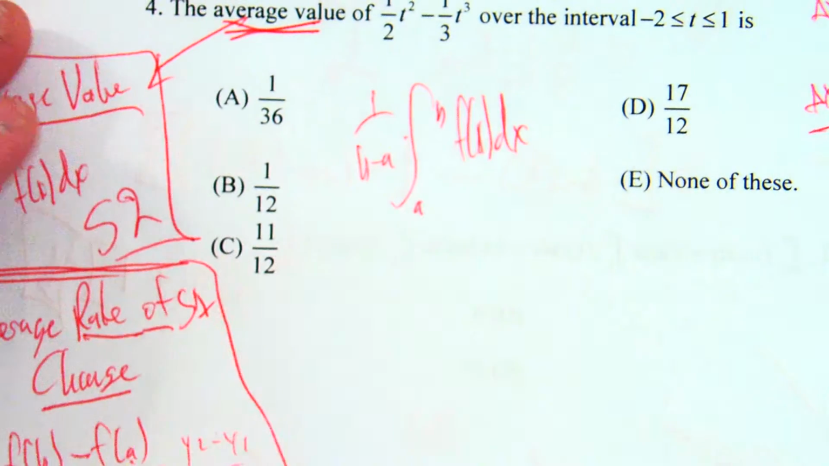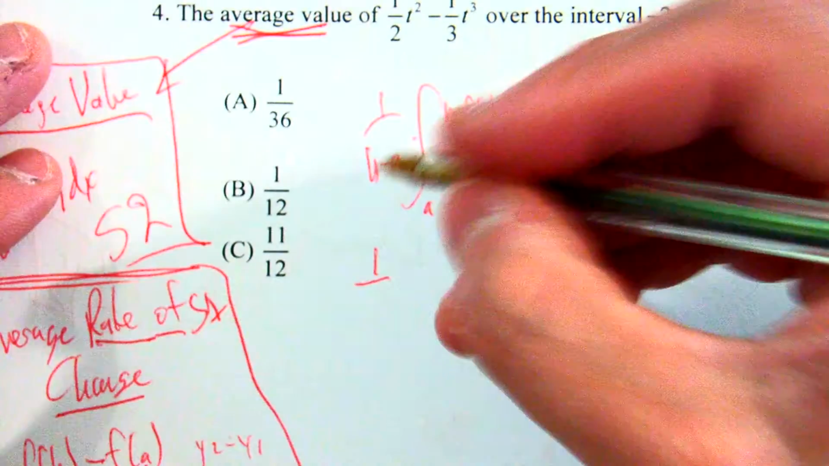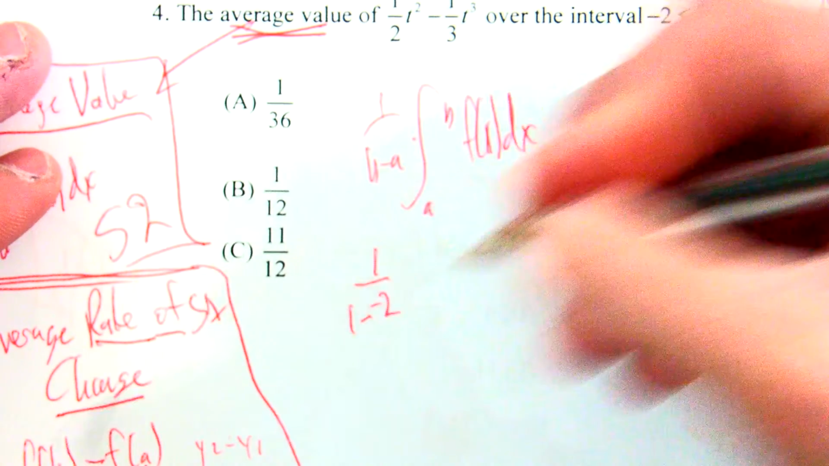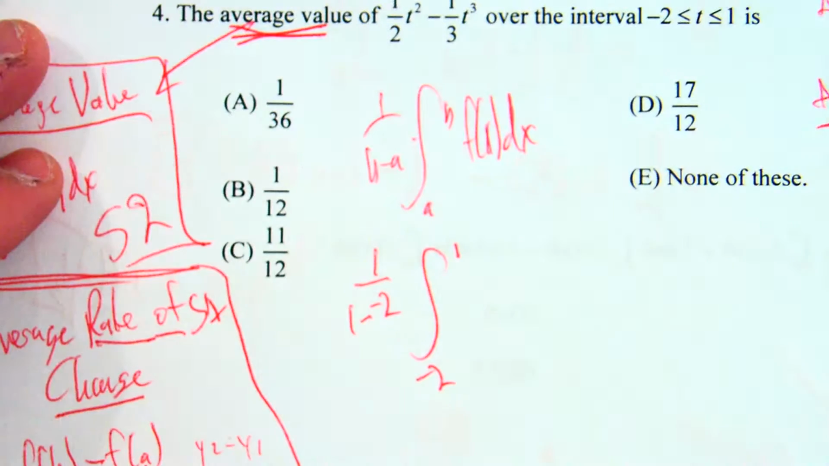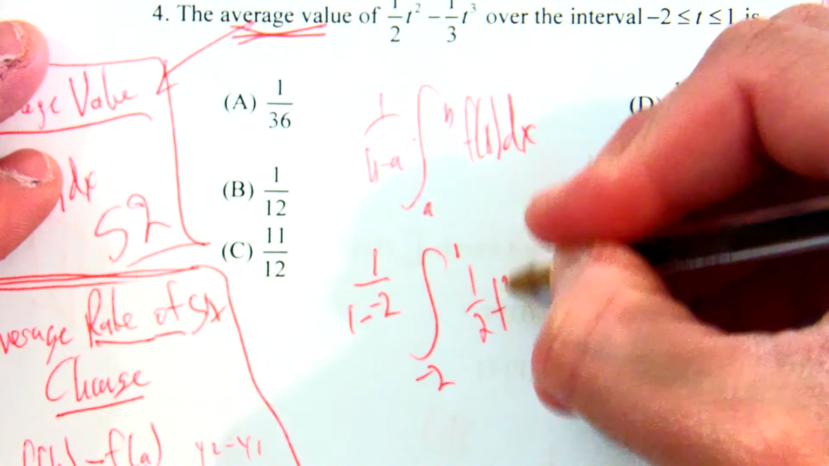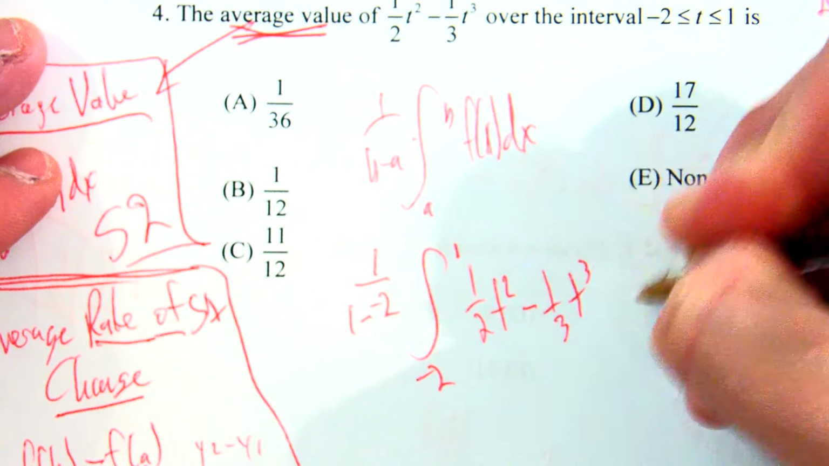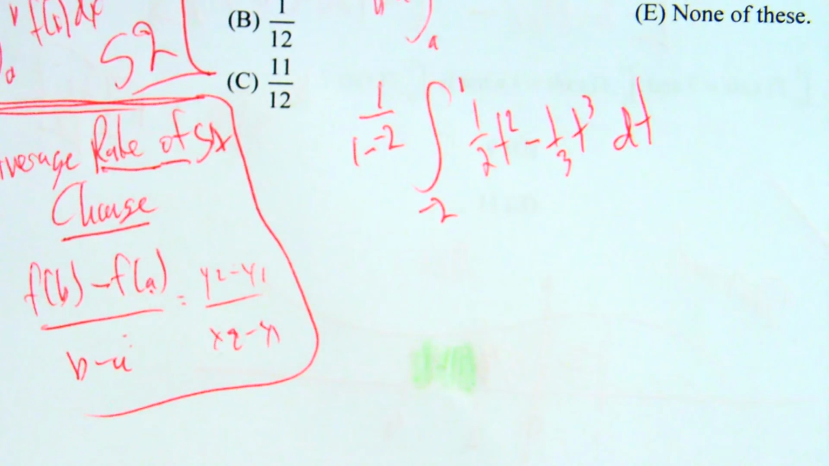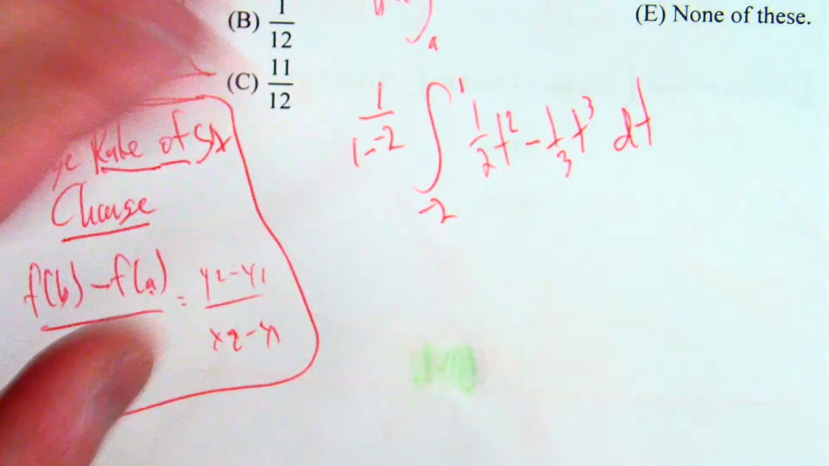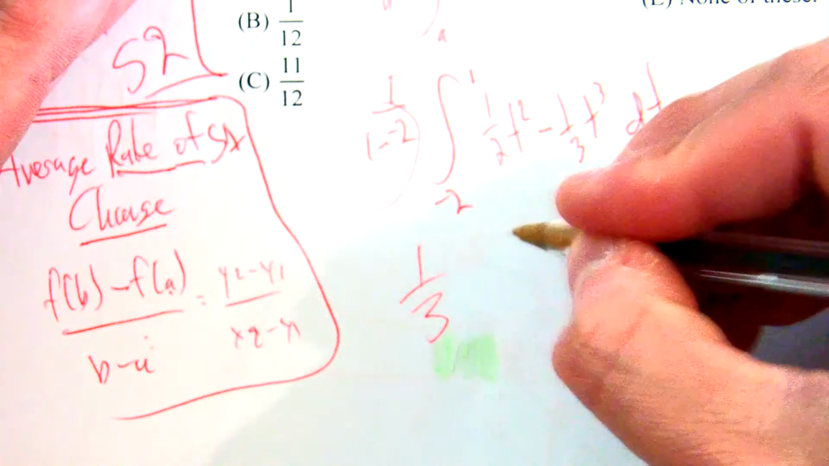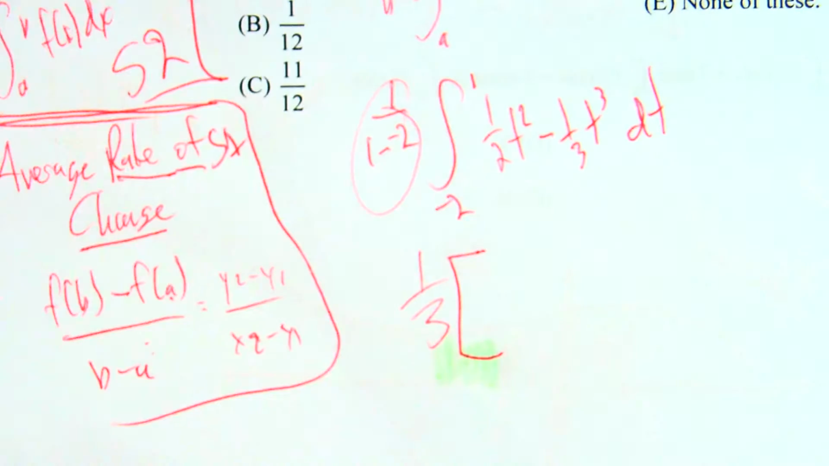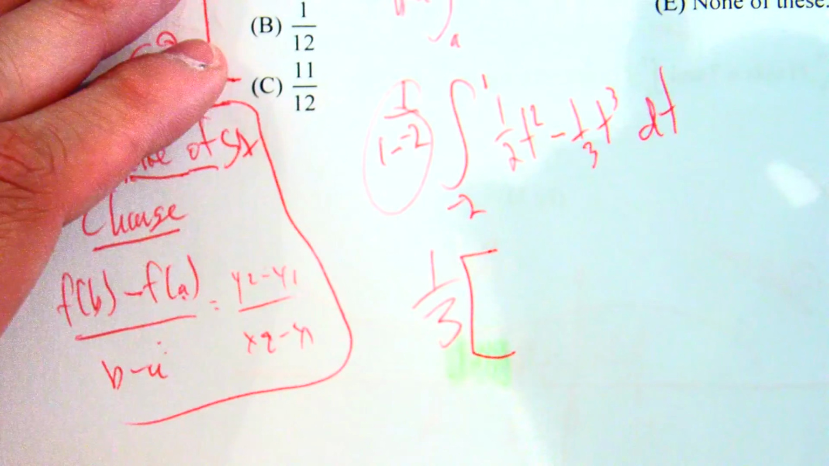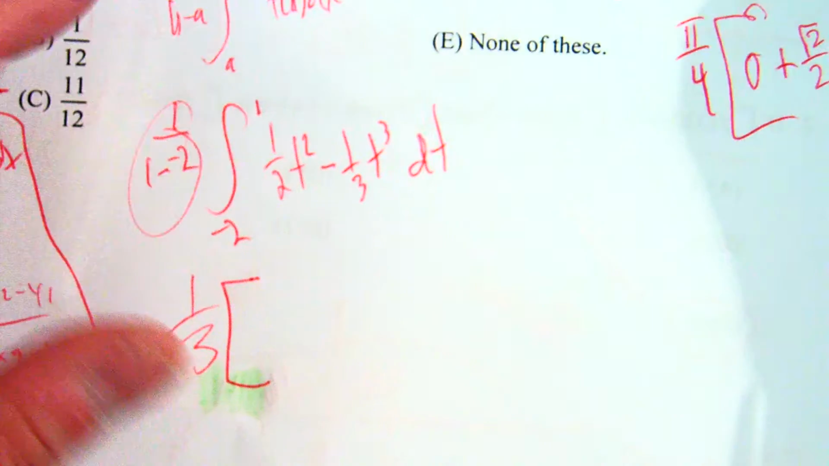So we plug it in. So we get 1 over what? This is going to be 1 minus negative 2, right? Obviously. And then we're going to say 1/2 t squared minus 1/3 t cubed dt, right? Now you don't have to write this out. I did just for fun. This is 1/3. Automatically, what I'm going to do is put my brackets here because I'm going to take the antiderivative. And if you forgot what that is, go ahead and make yourself a little brain bubble here.